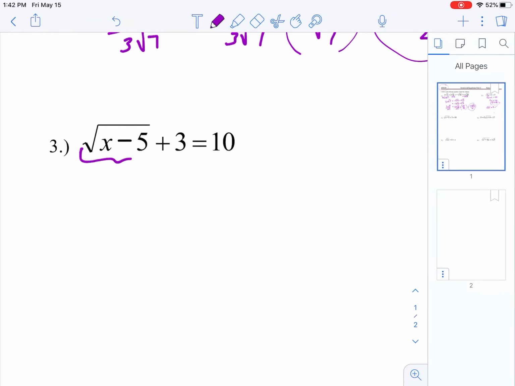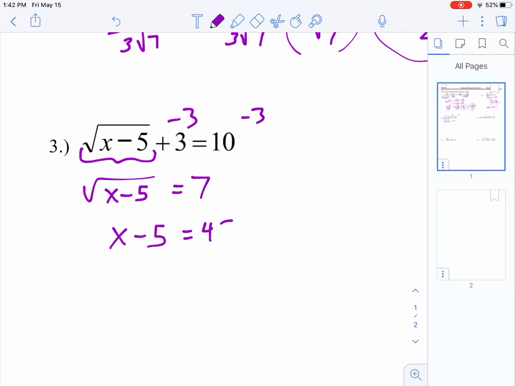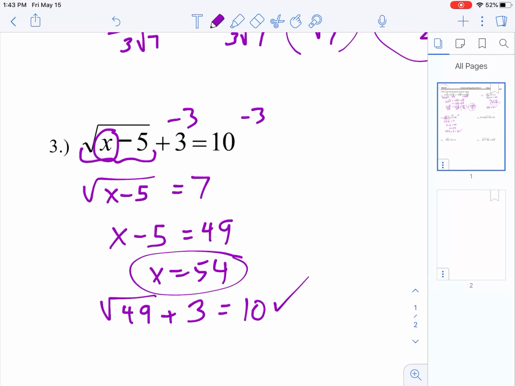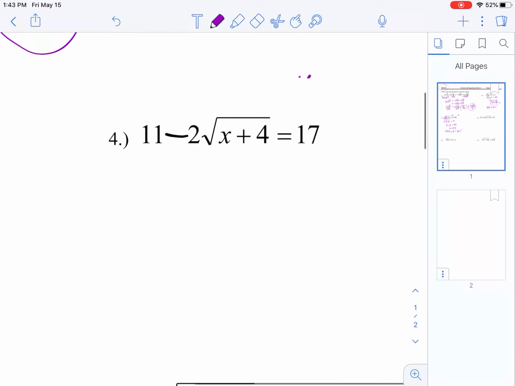All right, here I want to isolate my radical first, because that makes everything easier to square when I just have a radical alone on one side. So I'll subtract 3 from both sides. So now I square both sides and I get x minus 5 equals 49. So x is going to be 54. Again, quickly I can plug that in. So 54 minus 5, so that's a square root of 49. If I add 3 to that, do I get 10? Yes, I do. So x equals 54.